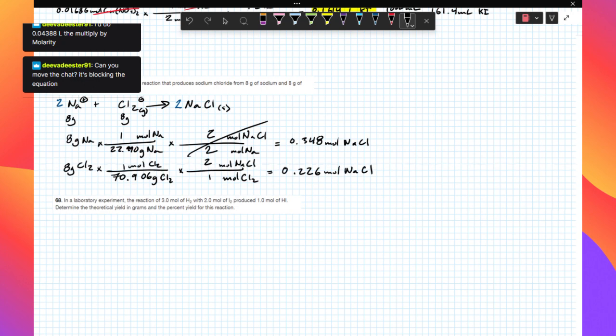0.226 moles of NaCl. Now, because that resulted in a smaller number of moles, we can say that is our limiting reactant, because that amount of chlorine can only produce 0.226 moles of sodium chloride as opposed to 0.348. So chlorine in this case is our limiting reactant.